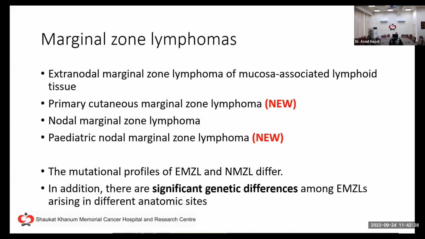So in marginal zone lymphoma, what they've come up with is a primary cutaneous marginal zone lymphoma. They've also come up with a pediatric nodal marginal zone lymphoma. Previously, in peds at least, we were comfortable that we didn't have to worry about marginal zone, but now we're going to have to think about marginal zone even in peds. The mutational profiles of extranodal and nodal marginal zone lymphoma do differ, so biologically they're different diseases as well. And also there may be different genetic signatures among extranodal marginal zone lymphomas arising in different anatomical sites.